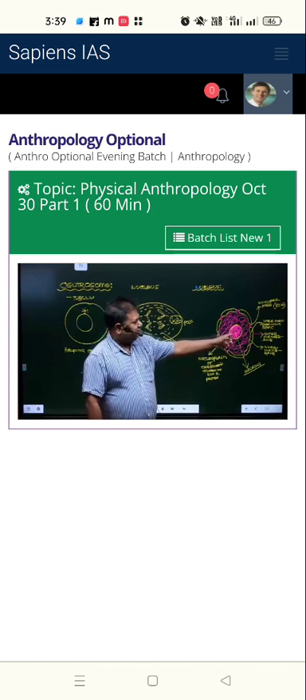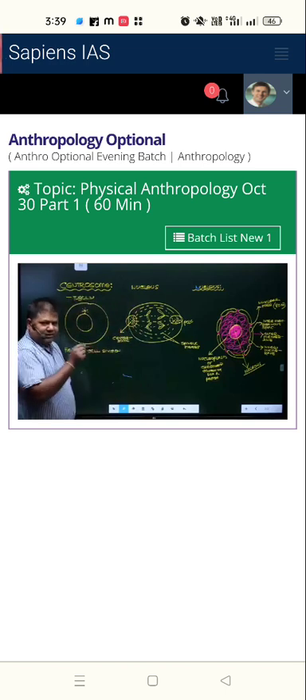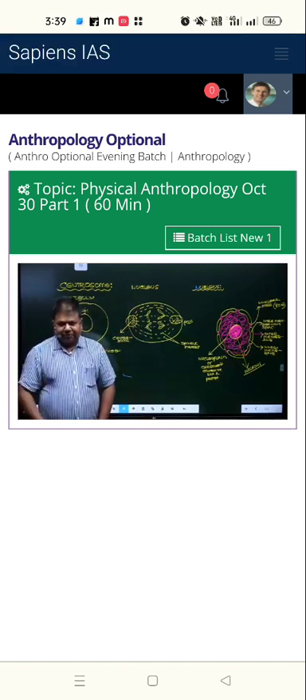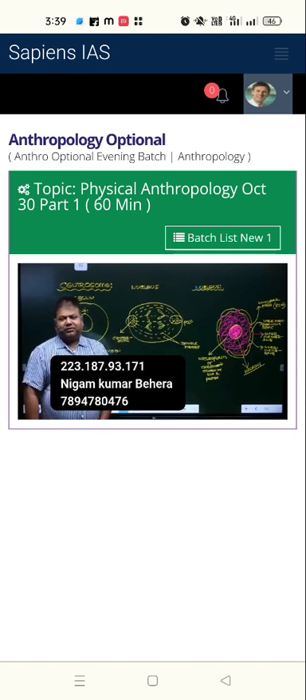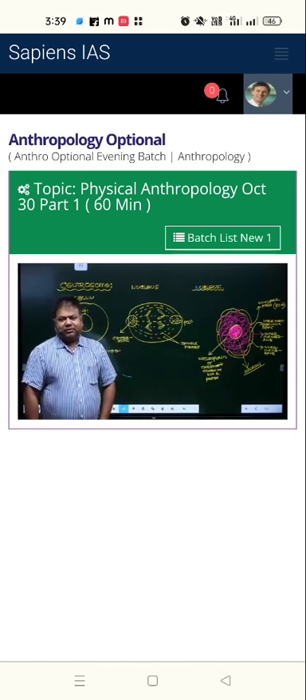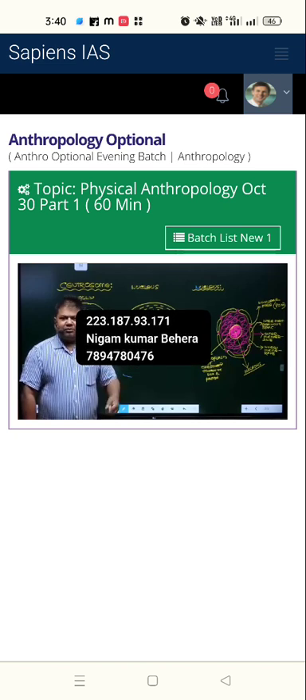सो व्हाट इज द फंक्शन ऑफ न्यूक्लियोलस? See, this part of the nucleus is responsible for the synthesis of rRNA. ये जो rRNA देखा है ना राइबोसोम में, these rRNAs are synthesized by the nucleolus. That means indirectly they are responsible for the formation of ribosomes. So the nucleolus is responsible for the synthesis of rRNA, and you have seen the major constituents of ribosomes are rRNA. That means indirectly it is responsible for the formation of ribosomes.